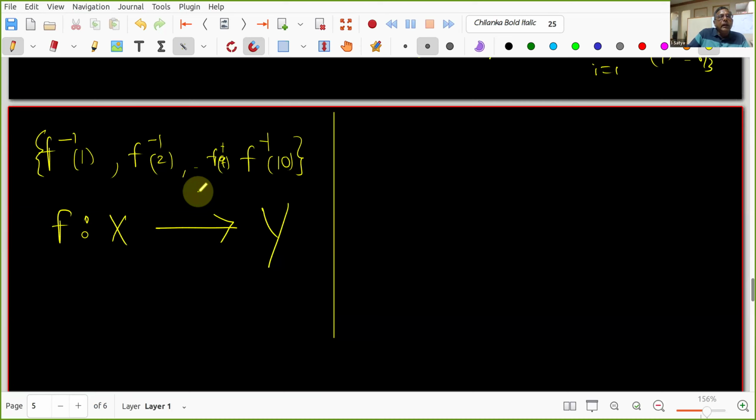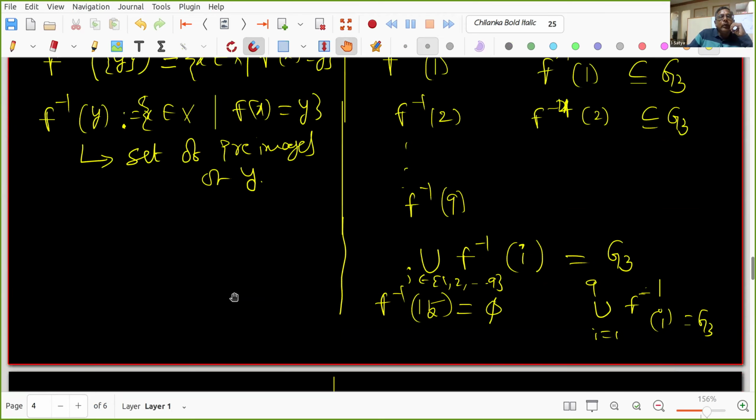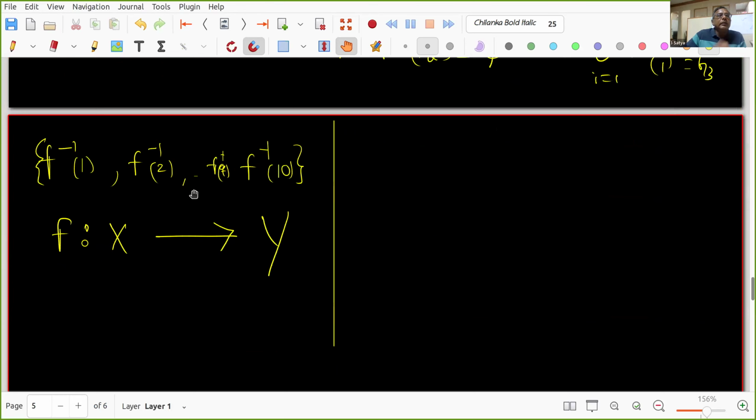Not only 10, you can take 11, anything, right? Sir asked about F inverse of 15. The reason is that here I discussed only up to 9. You can think of other things also. Now can you comment? F is from X to Y. Whatever you want to say, you say.